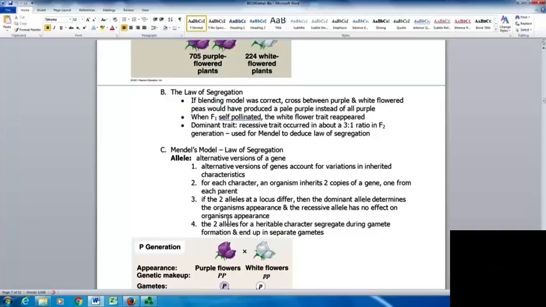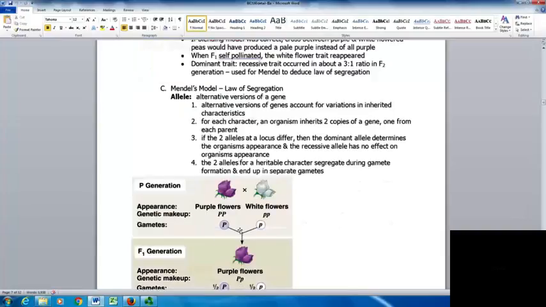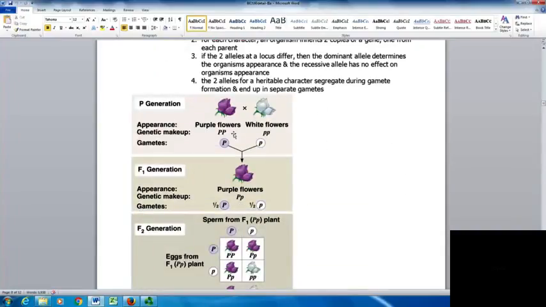This would make sense since the genes are actually on the chromosomes, and the chromosomes are what gets spread into the gametes. Here we look at the same example again, and we're able to see the genetic makeup of the gametes. In our P generation, we've got the purple flowers that are going to have two capital P's. Capital letters are used for the dominant trait, small letters are used for the recessive trait. For the white flowers, they would have two small p's.